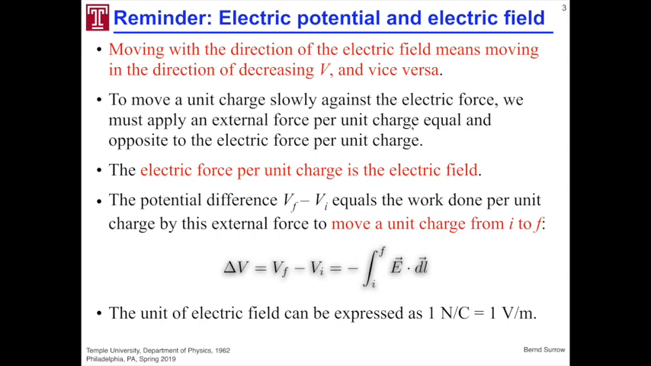Now, to move a unit charge slowly against the electrical force, we must apply an external force per unit charge equal and opposite to the electrical force per unit charge. The electrical force per unit charge by itself is the electrical field. That is that whole notion of going from the Coulomb force, dividing out the charge, to come to the electrical field. And to remind you of the deep connection between potential and the electrical field, where we divided out the charge, it is now written below.